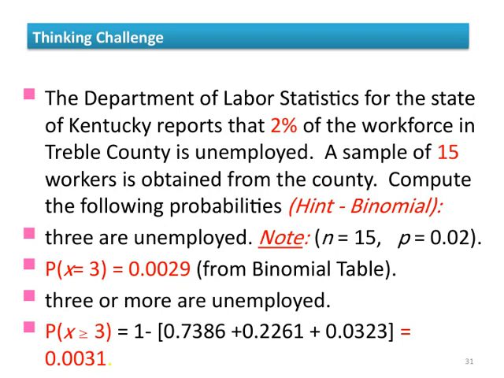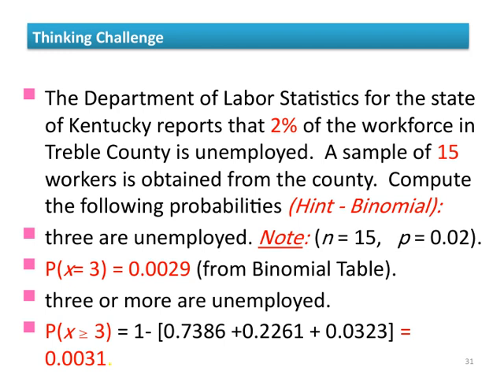Let's take a closer look at this thinking challenge. The Department of Labor Statistics reports that, in Treble County, about 2% of the workforce is unemployed. Now, if we take a random sample of 15 workers from the county, we're interested in calculating some probabilities using the binomial distribution. First, we want to find the probability that exactly 3 of these workers are unemployed. Based on the binomial table, this probability is approximately 0.0029. That's quite a small chance, which makes sense because with only a 2% unemployment rate, seeing 3 unemployed workers out of 15 is relatively rare.